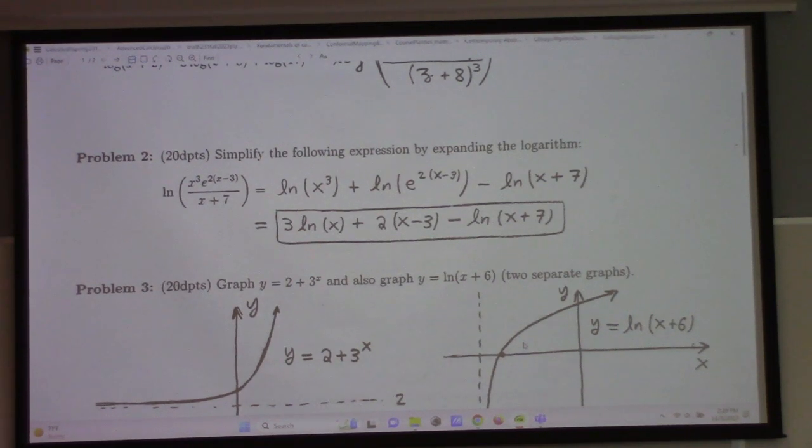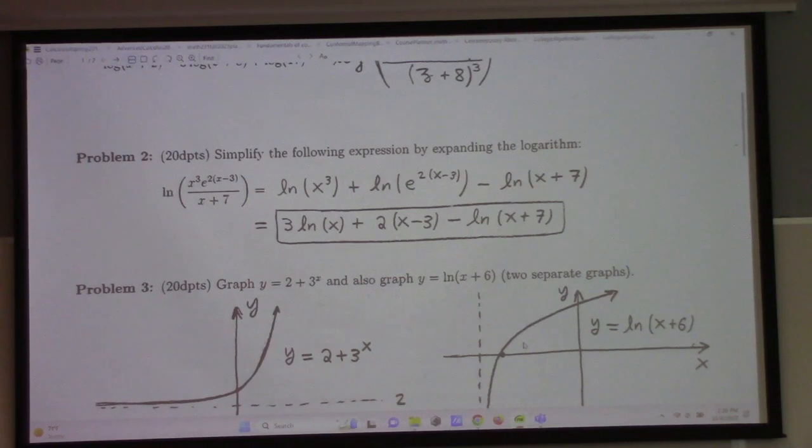Problem 2, simplify the following expression by expanding the logarithm. So I started with the step of just plus for the things in the product in the numerator, and then minus the denominator. There's nothing you can do to that. It is what it is. This, on the other hand, is the natural log of the exponential of something. But remember, natural log and exponential are inverse functions, so that simplifies to 2 times x minus 3. And then in the front, the first one here, I can pull the 3 out by the power property of the log.